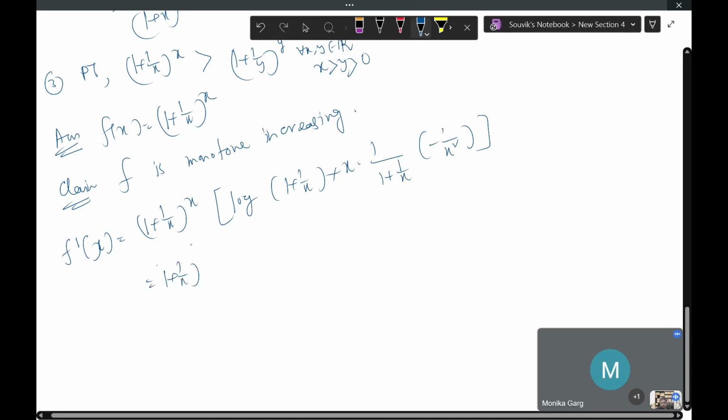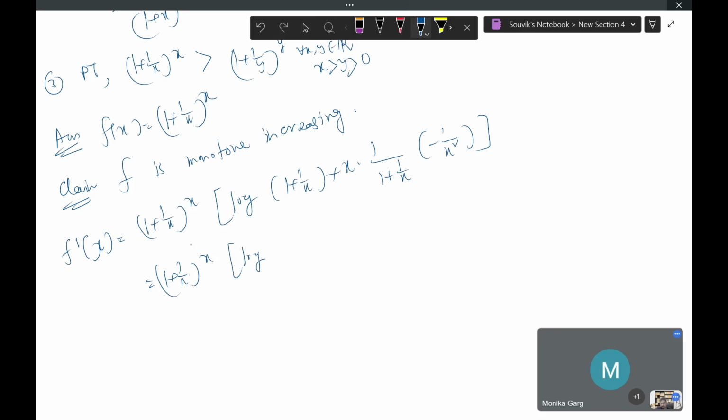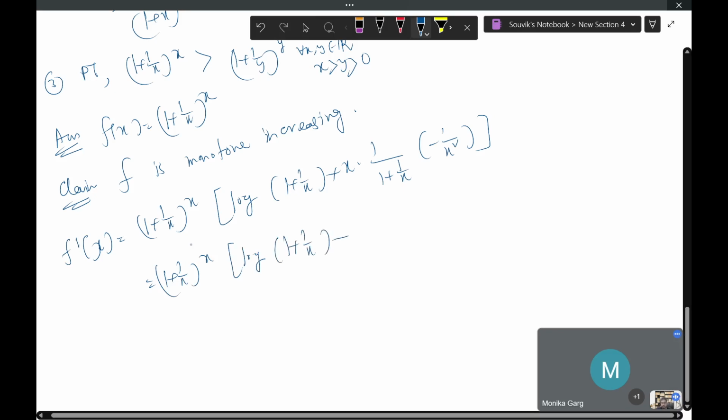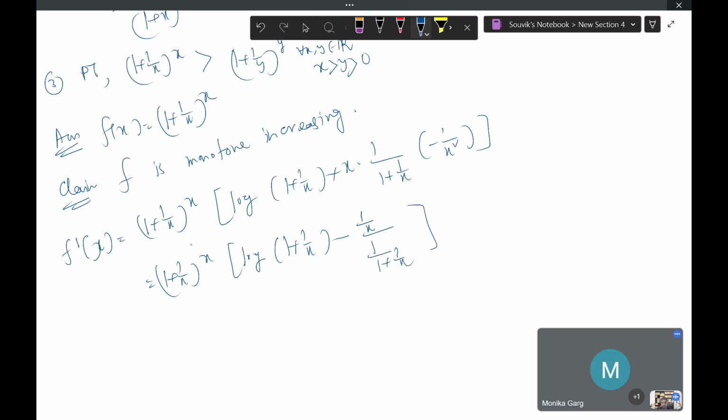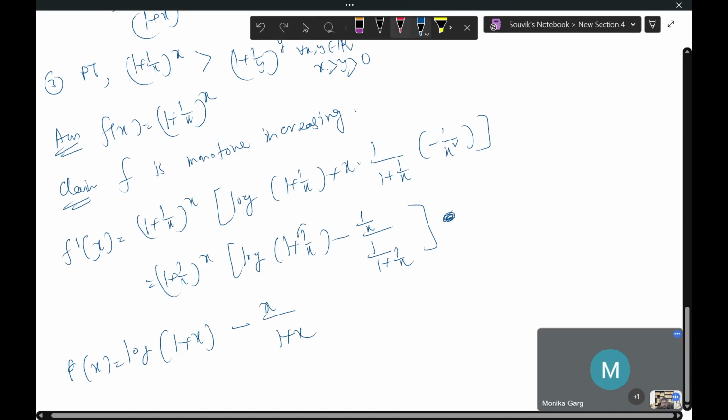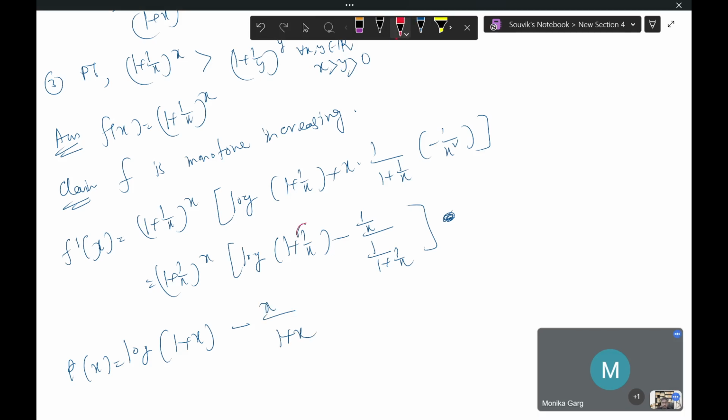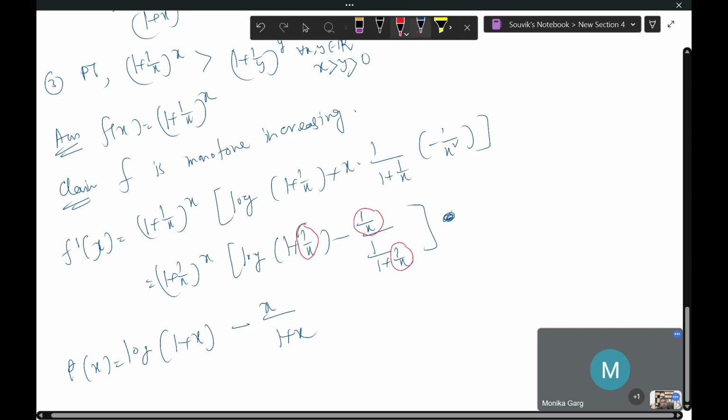So this is 1 plus 1 by x to the power x, into log of 1 plus 1 by x minus 1 by x by 1 plus 1 by x. So basically it's basic calculation. Okay, so now define phi of x to be log of 1 plus x minus x by 1 plus x. Remember, here we have 1 by x, here also we have 1 by x, and here also we have 1 by x. That's why we are defining this function in this pattern. Okay.